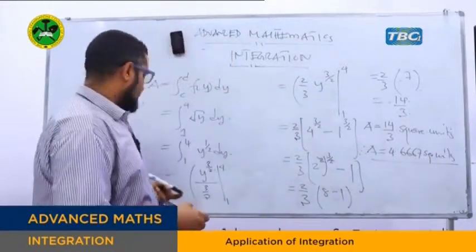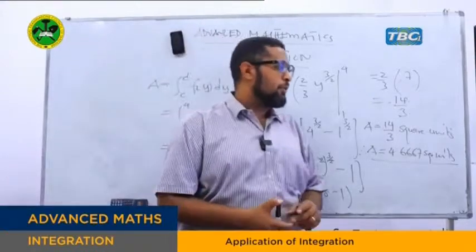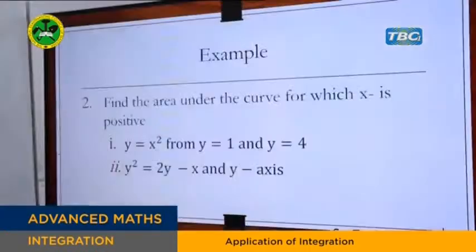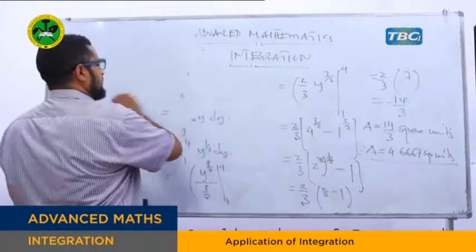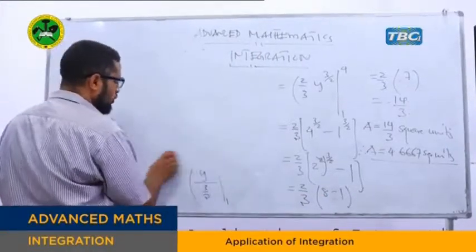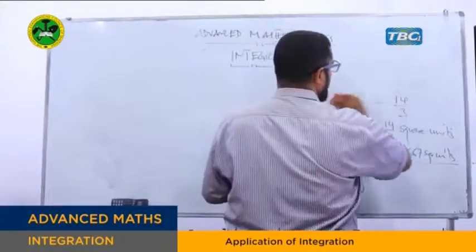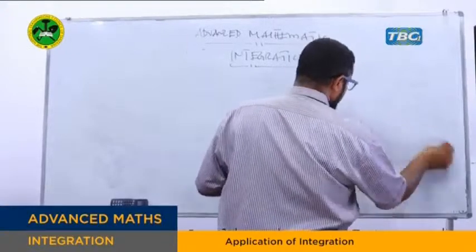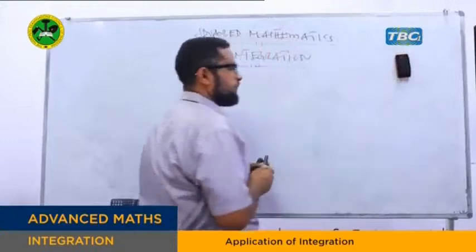Now, after that example, let's see the second example, example number 2. We are given y squared equal to 2y minus x, and the y axis. That is a tricky question because we don't know the limit. We don't know the limit that we are going to substitute in the integral sign, so you need to work on how to find that one.